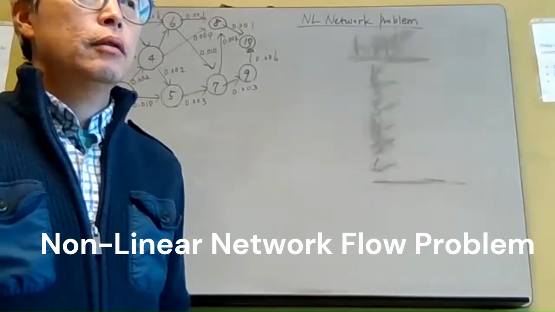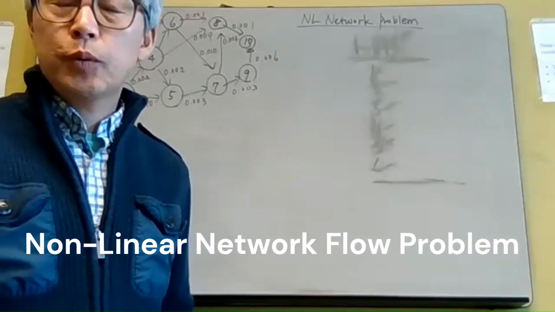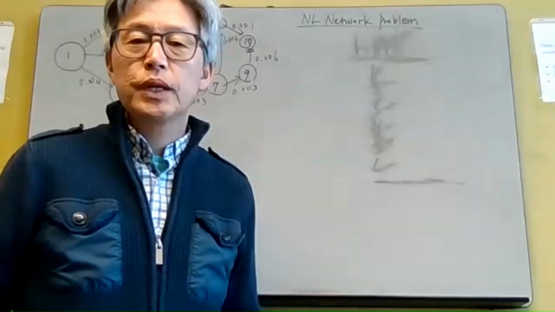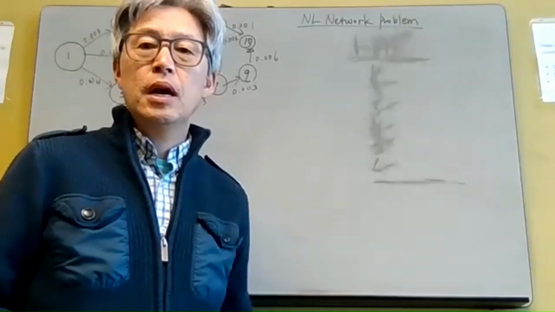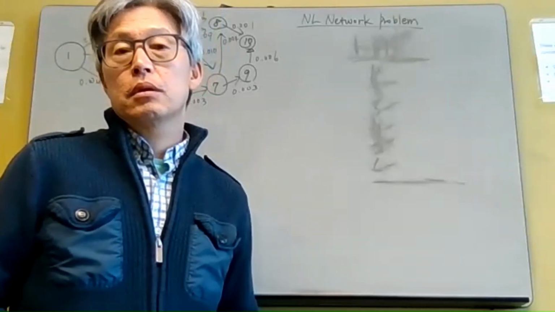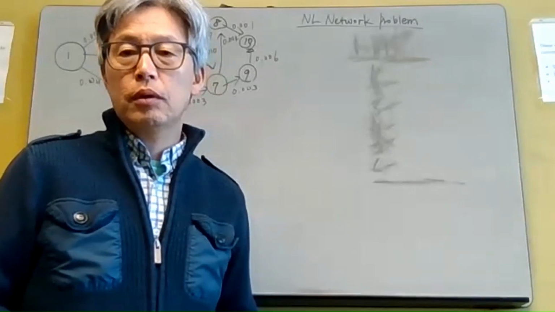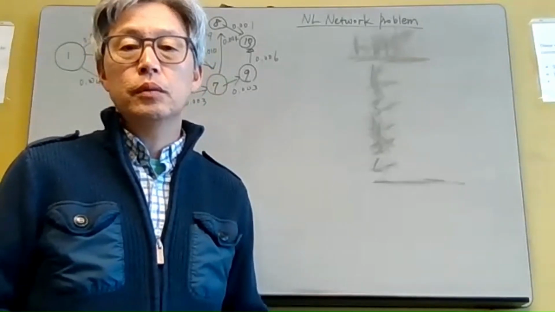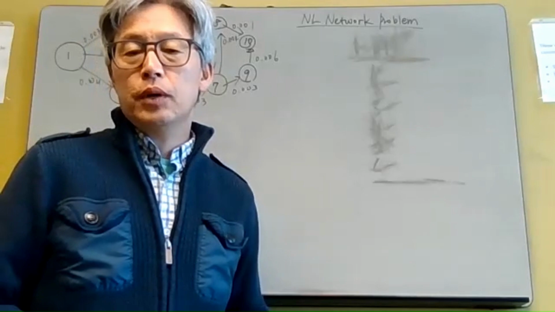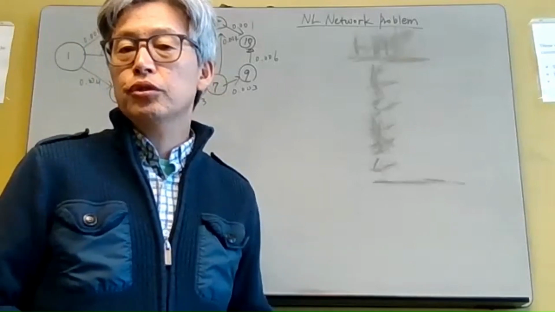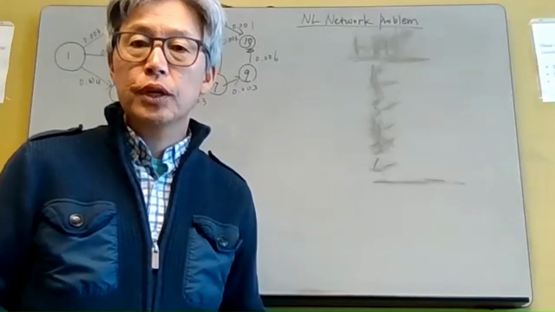As a Monday, we covered the concept of nonlinear programming problems with the two examples. We're gonna have this network problem, which is a nonlinear programming problem, and we're gonna take a look at the evolutionary algorithm today.